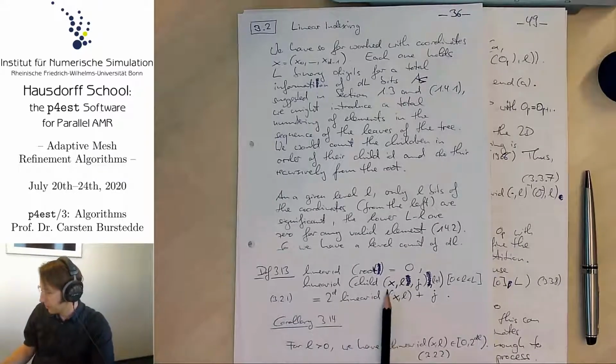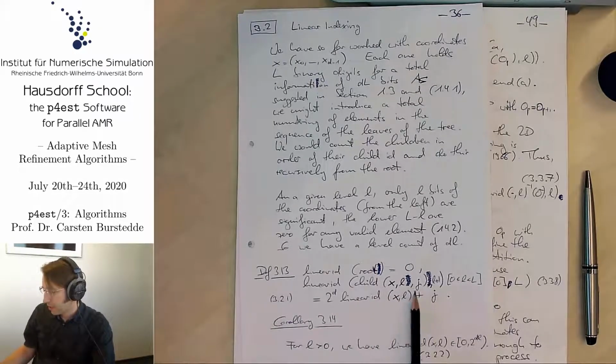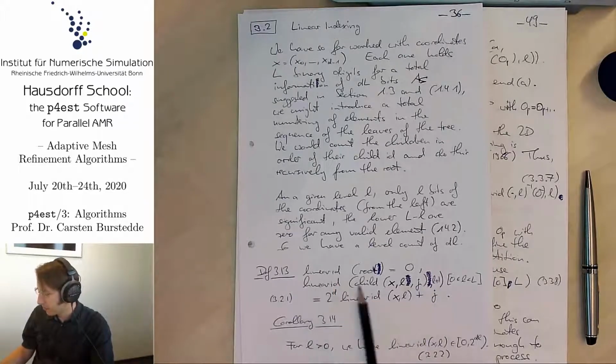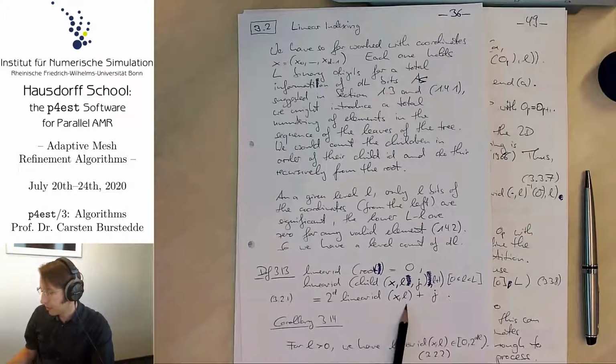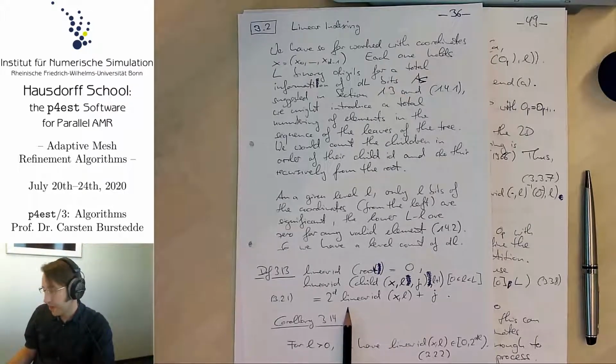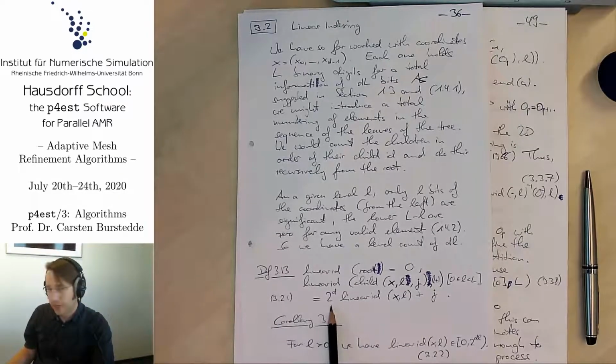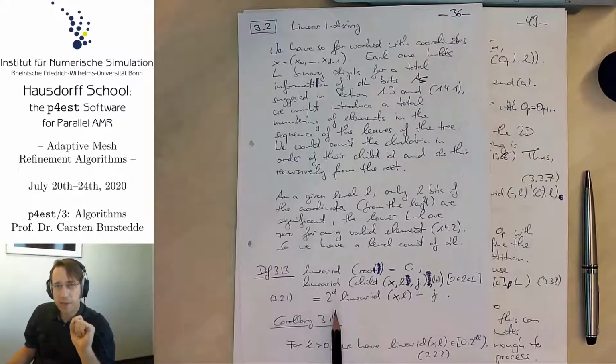So if we go from some x and L element, and then we take a child number j here, so j is between 0 and 2 to the power of d exclusive, then we parameterize this function with the appropriate level, so the child has increased level by 1 here. Then we just define this inductively by the linear ID of the previously known element, the parent, which we scale up by 2 to the power of d.